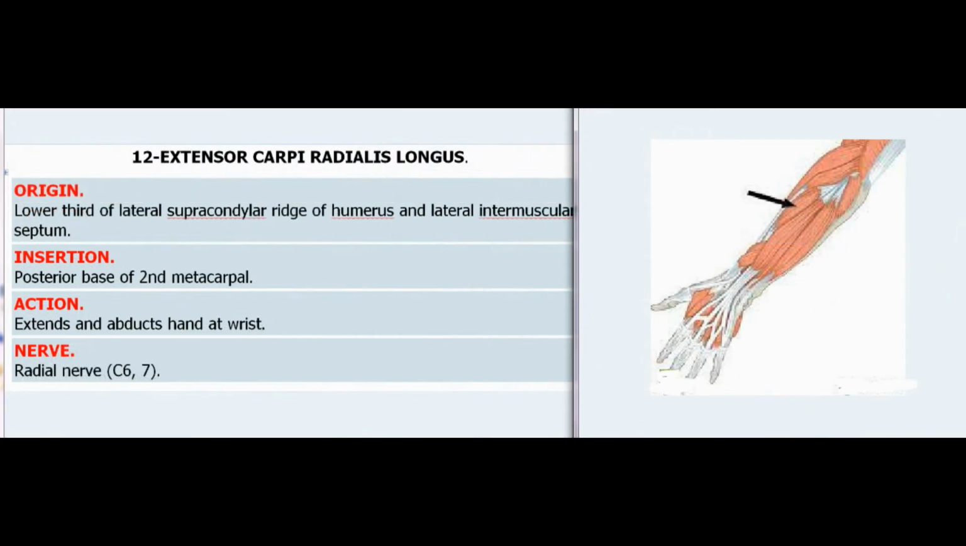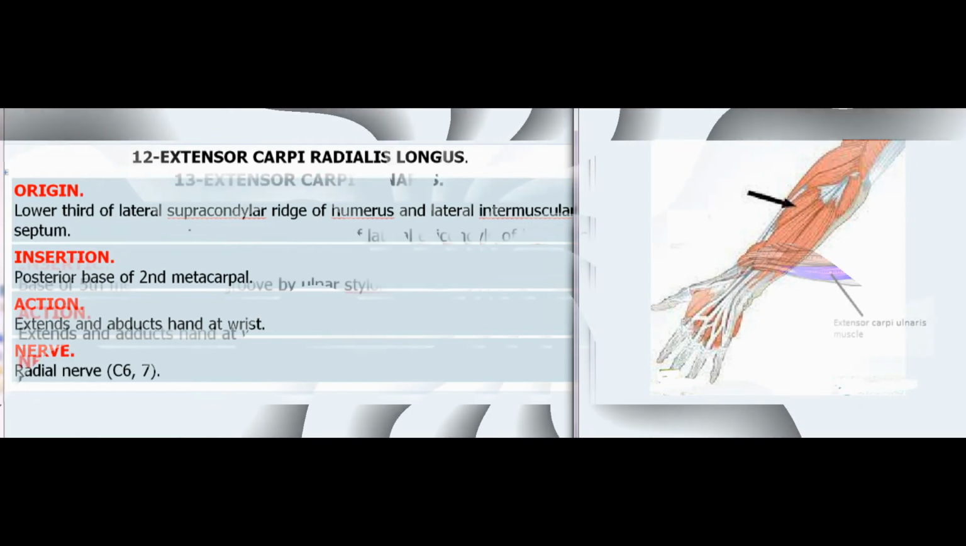12. Extensor carpi radialis longus. Origin: lower third of lateral supracondylar ridge of humerus and lateral intermuscular septum. Insertion: posterior base of second metacarpal. Action: extends and abducts hand at wrist. Nerve: radial nerve, C6, 7.